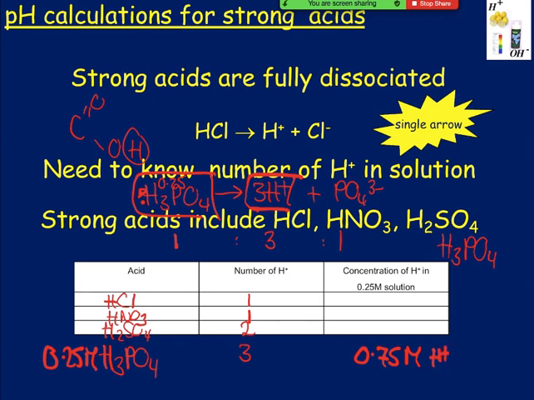So what would it be for H2SO4? 0.5, because it's a 1 to 2 ratio. And HNO3, because it's a 1 to 1, is going to be 0.25. Now you have to be aware when they ask you strong acid concentrations with these, that there may be a multiplication you have to do before you input anything into your negative log to the base 10 of the H plus concentration.